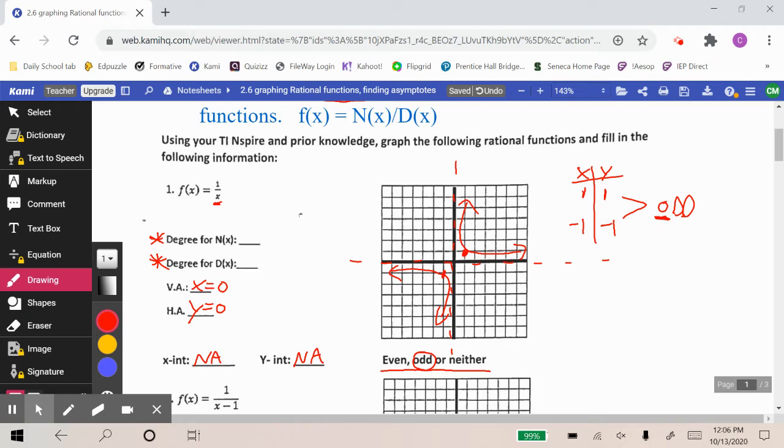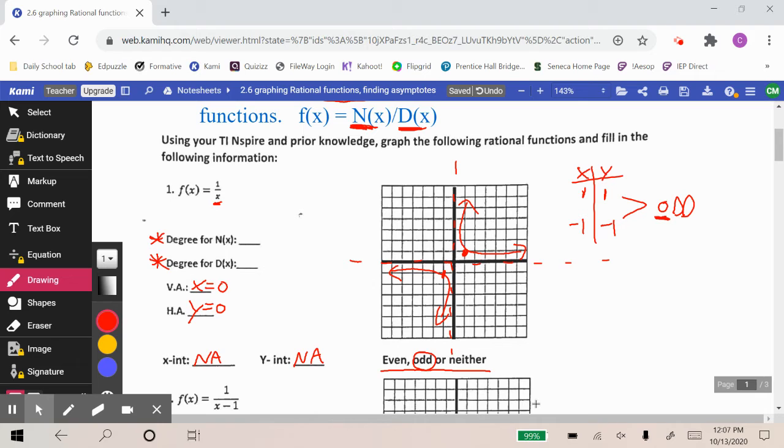When I talk about degree, like n of x, that's just the top, the numerator, and d of x is the bottom, or denominator. This is going to be the clue for how to get the HA. The VA, as I said, you always get by setting the bottom equal to 0.